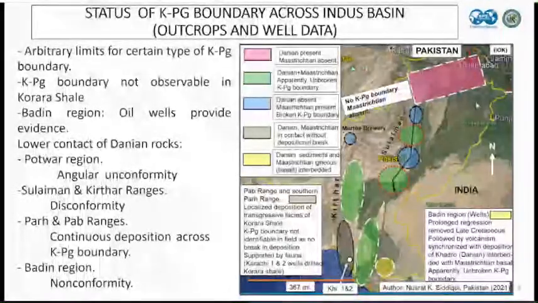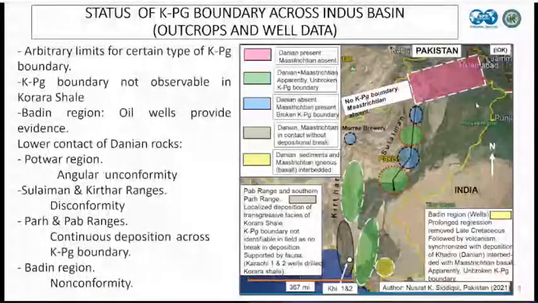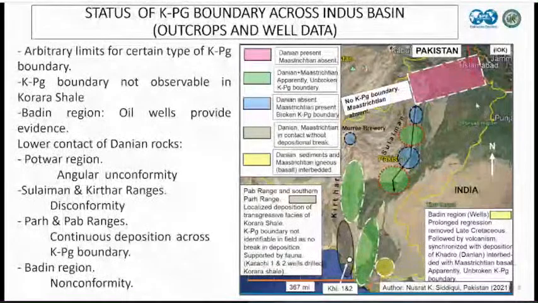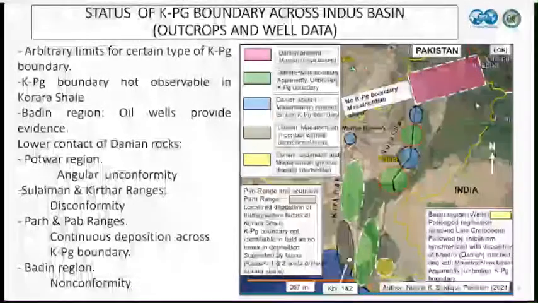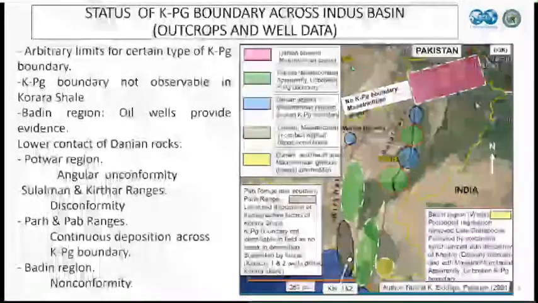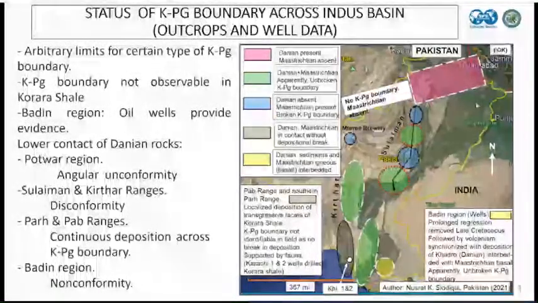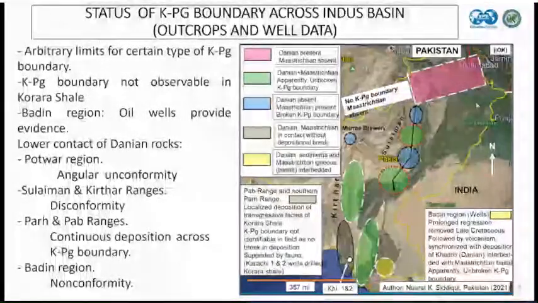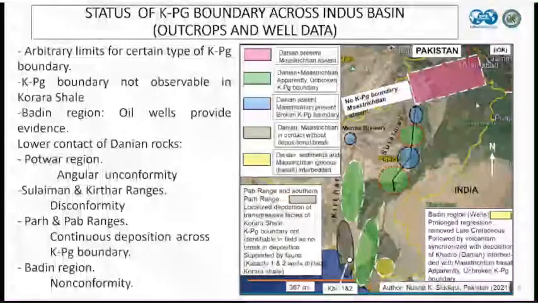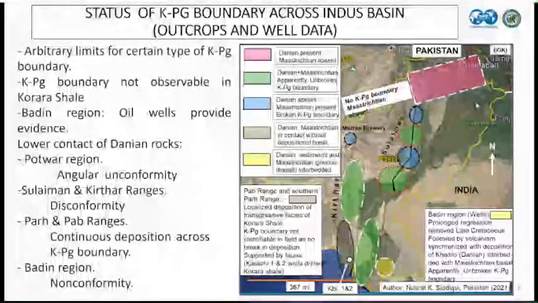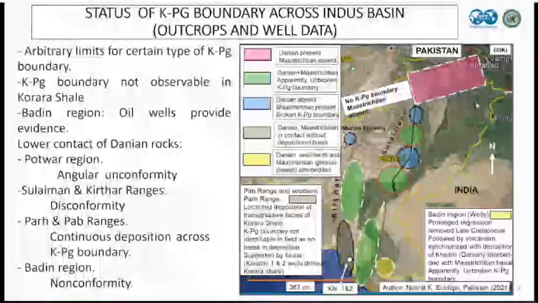In and around the Euro circle, based on the well data, the KPG boundary falls within the interbedded chondroclastics and the Maastrichtian basalt in the Badin region. It's a non-conformity. However, the gray oval shows a region where the transgressive phase prevailed across the Maastrichtian Danian times and unbroken deposition continued. No physical evidence of break was found in the field, a likely depot center of the Korara shale.